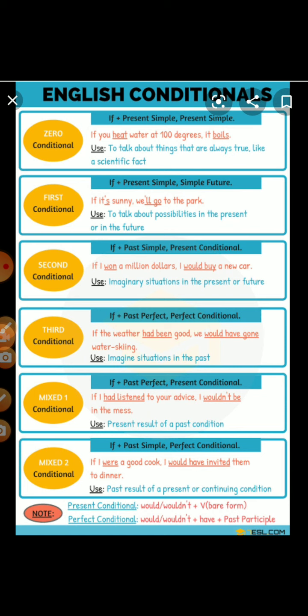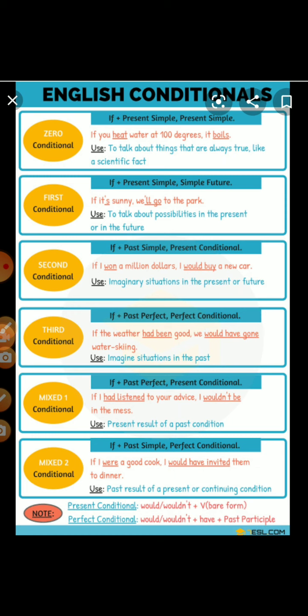For example, if it's sunny, we will go to the park. So when will we go to the park? If it's sunny. So when are we likely to use this type of conditional? When we talk about possibilities in the present or in the future. So we will be using type 1 in the cases when we talk about the possibilities in the present or in the future. Moving to type 2, the second conditional.